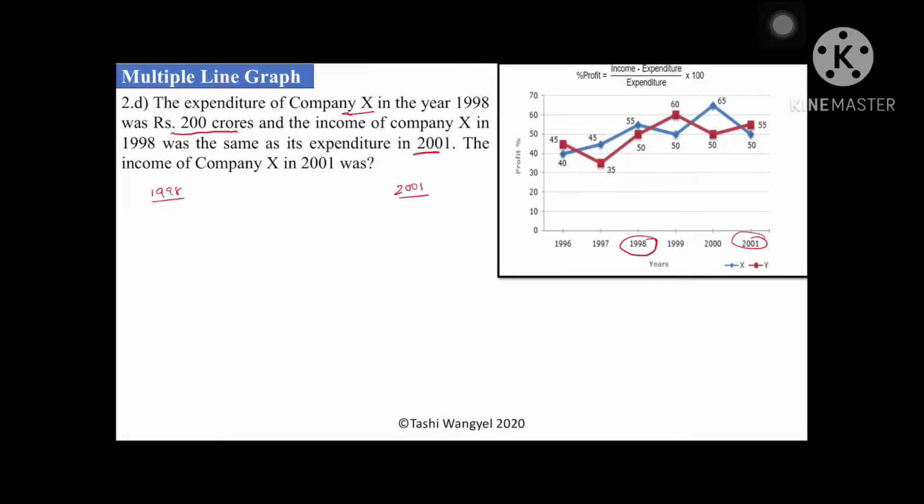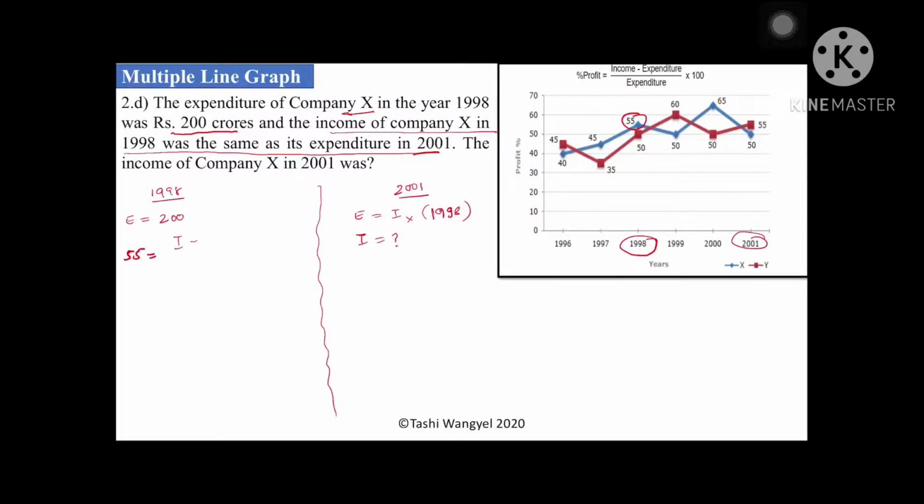Let us see the question first. The expenditure of company X in 1998 was rupees 200 crores, and the income of company X in 1998 was same as expenditure in 2001. Therefore the expenditure in 2001 is same as the income of company X in 1998. We have to find the income of company X in 2001. For that, we first need the expenditure in 2001, which equals the income in 1998, so we find the 1998 income first.